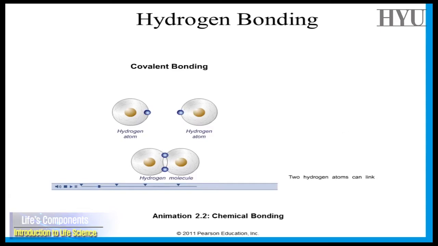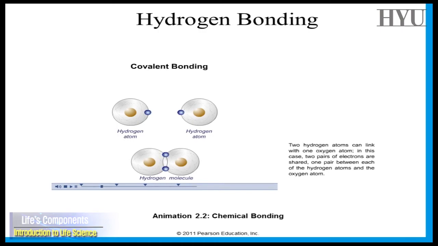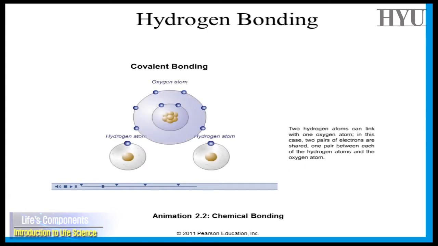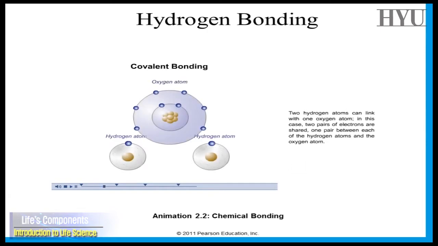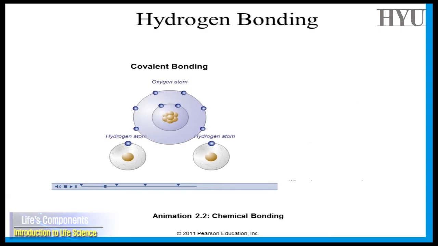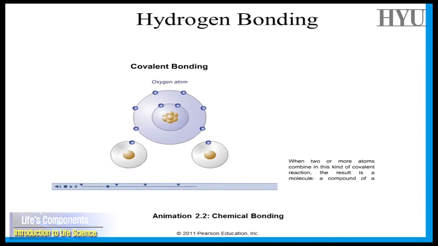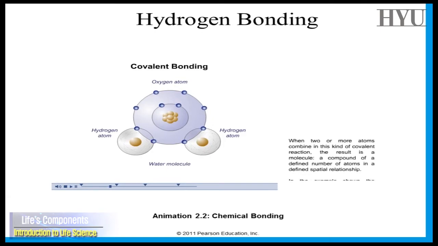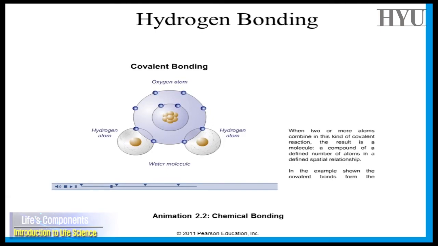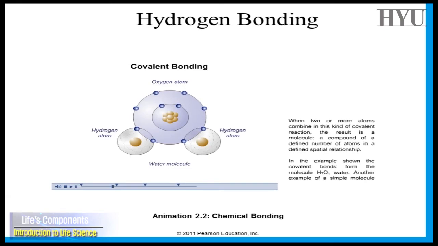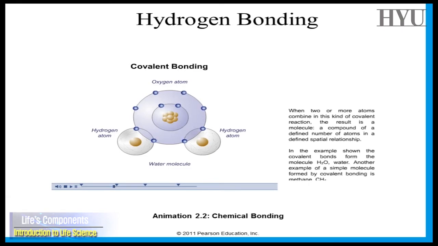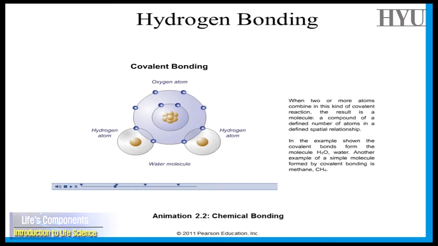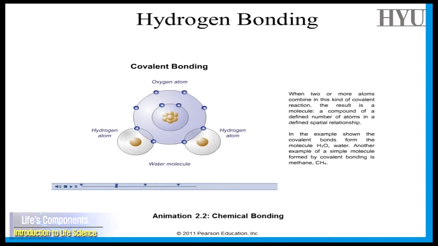2 atoms of hydrogen can link with 1 oxygen atom. In this case, two pairs of electrons are shared, one pair between each of the hydrogen atoms and the oxygen atom. When two or more atoms combine in this kind of covalent reaction, the result is a molecule, a compound of a defined number of atoms in a defined spatial relationship. In the example shown, the covalent bonds form the molecule H2O, water. Another example of a simple molecule formed by covalent bonding is methane, CH4.